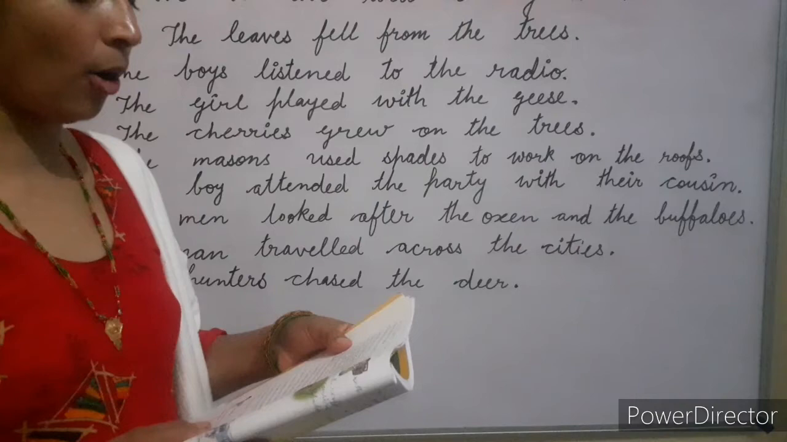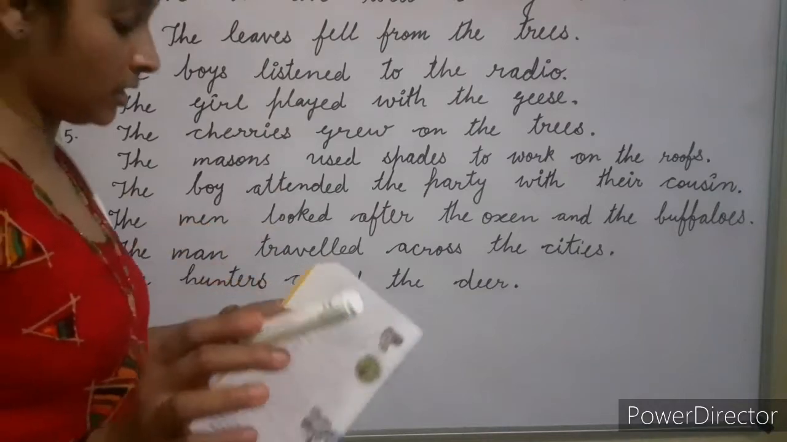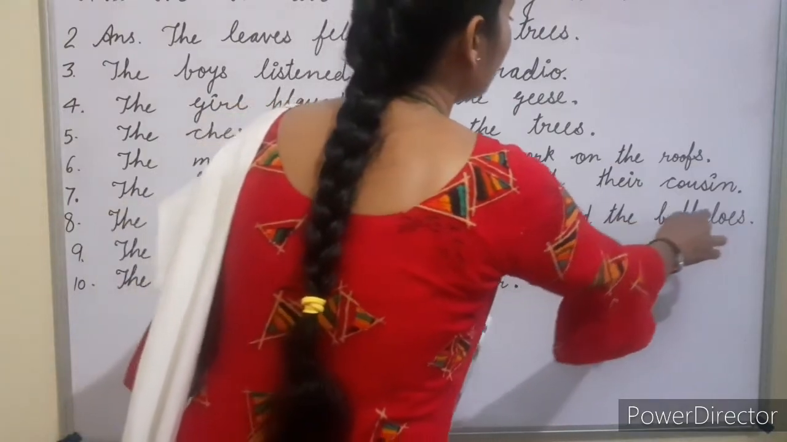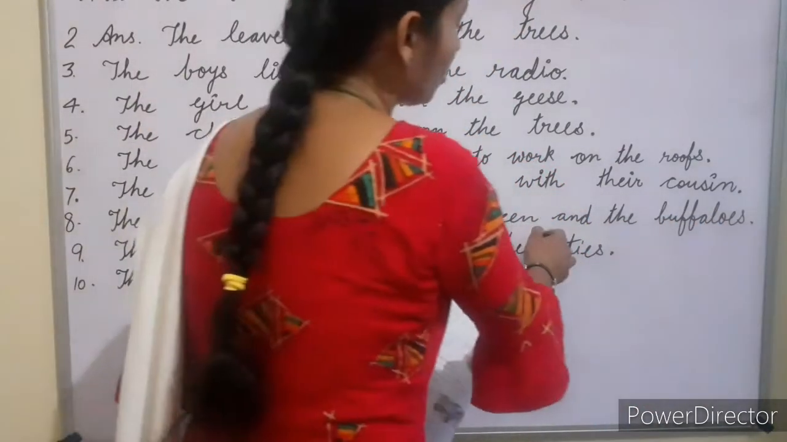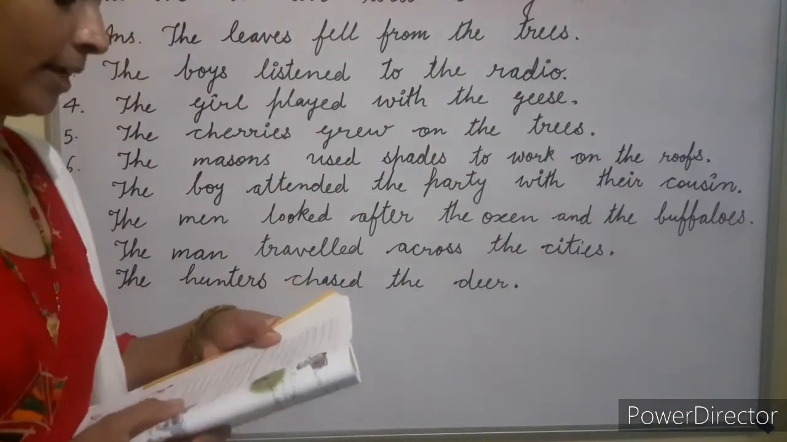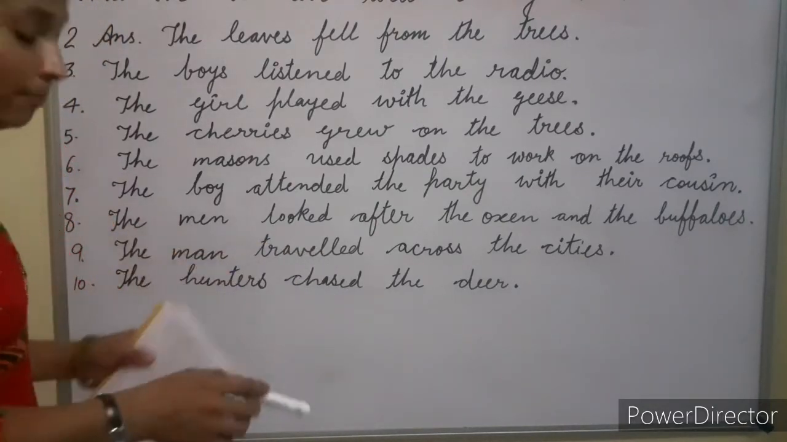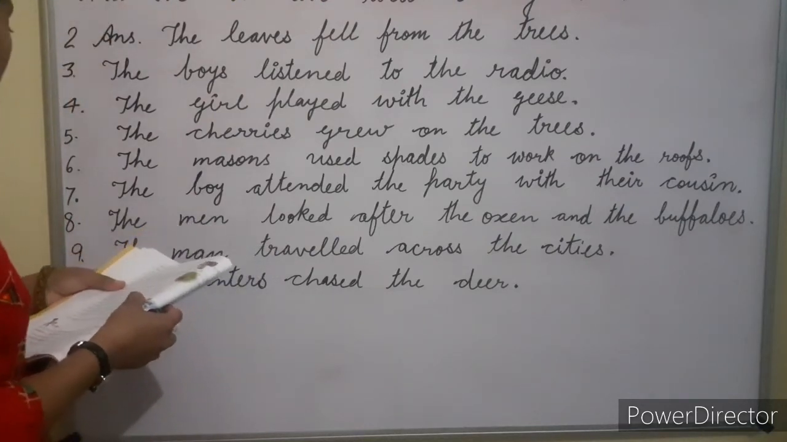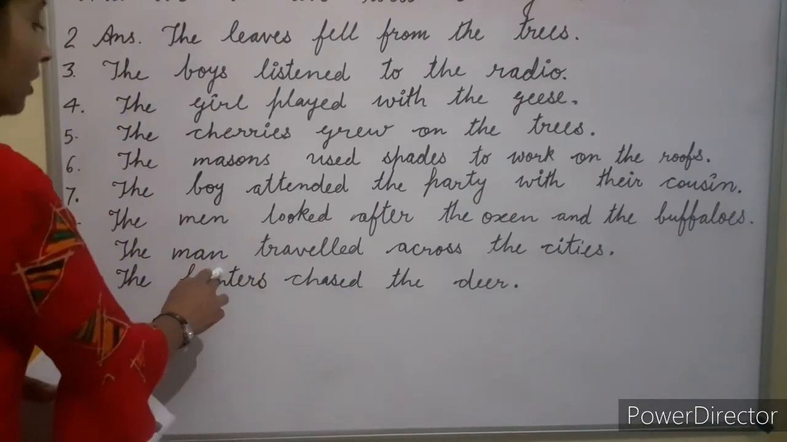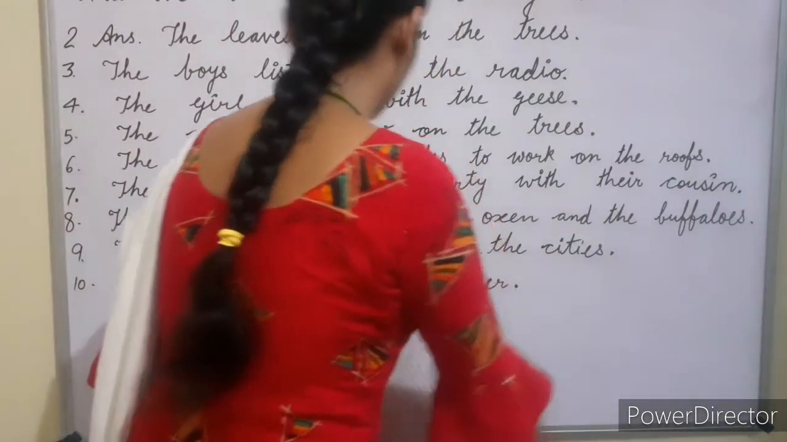Next is sentence number 8. The man looked after the ox and the buffaloes. So here the man, M-A-N, is given. Its plural will be M-E-N. The men looked after the oxen and the buffaloes, you will write. Ox plural will be oxen and buffaloes will stay buffaloes. Next sentence is 9. The man traveled across the city. So here the man, M-A-N, is given. So here its plural will be men in sentence number 9. The men traveled across the cities. City plural will be cities, you will write.